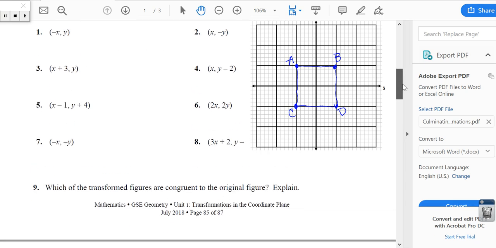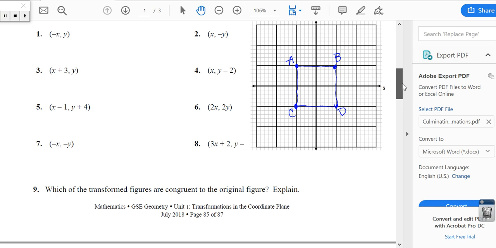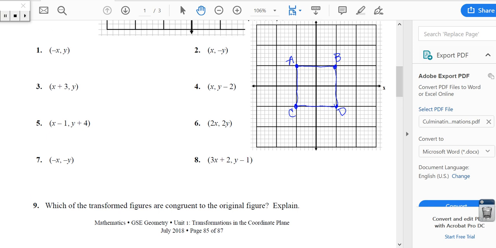It says, which of the transformed figures are congruent to the original figure? So if you look at all these, we're going to say 1 through 7 because they are rigid transformations. And we're done with that one.